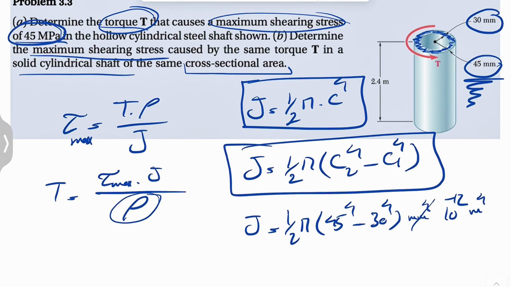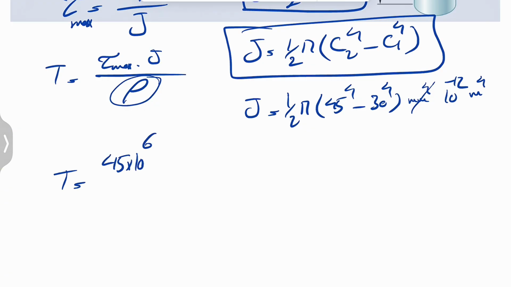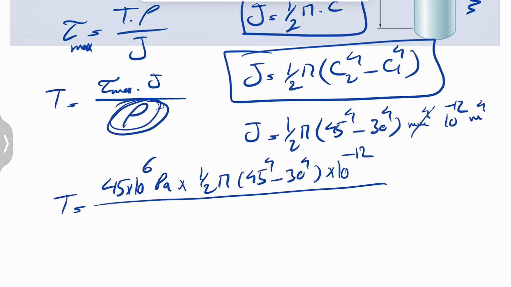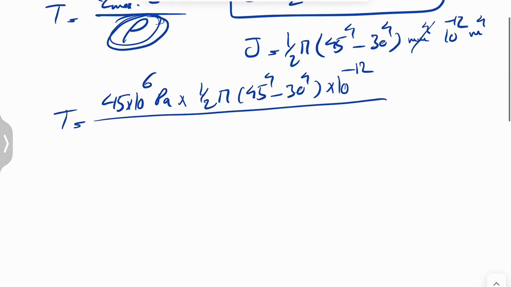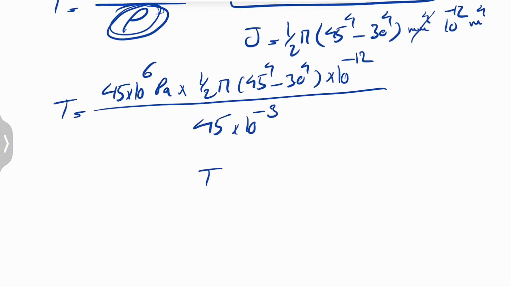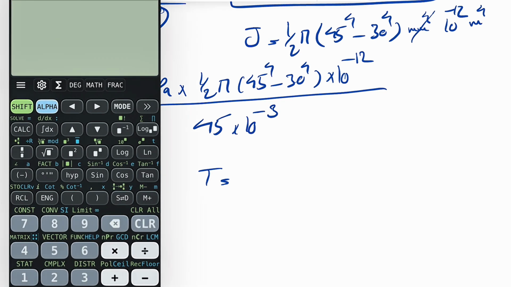45 megapascal for shearing stress, 45 times 10 to the 6 pascal. Our J is what we found here, 45 to the 4 minus 30 to the 4, times 10 to the negative 12, again for the unit conversion because all of our units are SI units. And as we talked about, this is the outer radius, which is 45. So 45, again this one's also in millimeter, times 10 to the minus 3, and this is going to give us the torque that the question is asking.